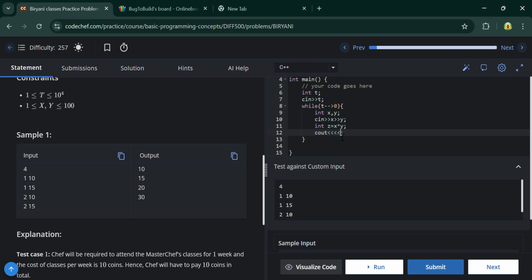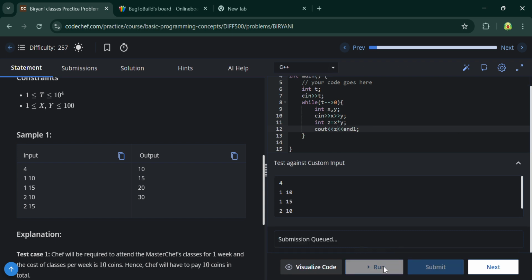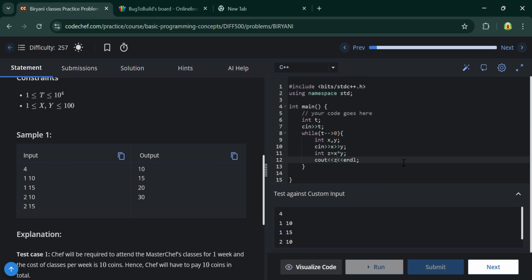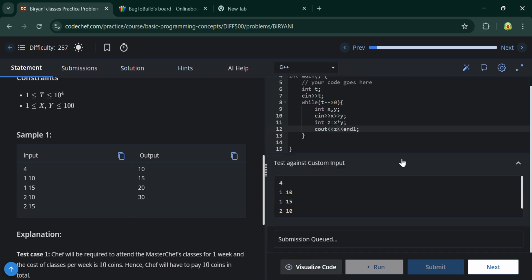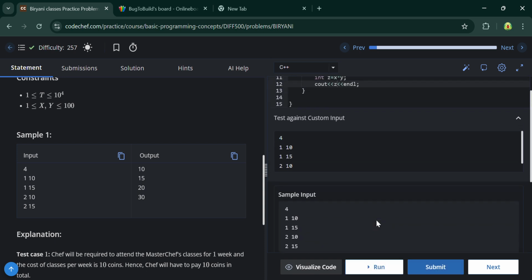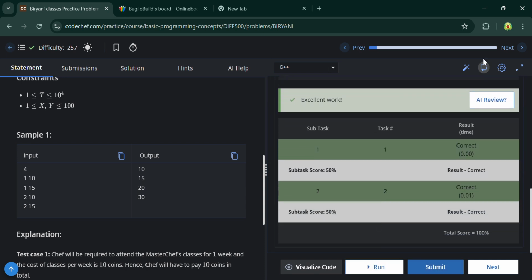Okay, you just have to do endl. This will print z in a new line, cout z. Yeah, let's submit this. This has been accepted. Thanks for watching.